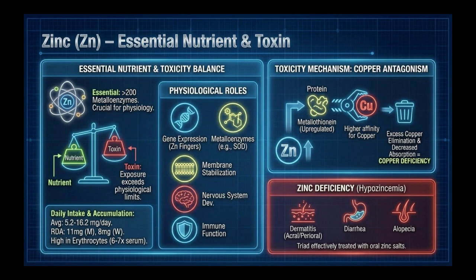Physiologically, zinc plays a crucial role in more than 200 metalloenzymes, such as acid and alkaline phosphatases, alcohol dehydrogenase, carbonic anhydrase, superoxide dismutase, and DNA and RNA polymerases. It is also vital for gene expression, where it forms structural motifs known as zinc fingers that bind to specific regions of DNA. Additionally, zinc contributes to membrane stabilization and vitamin A metabolism. The mineral is essential for the development and maintenance of the nervous system.